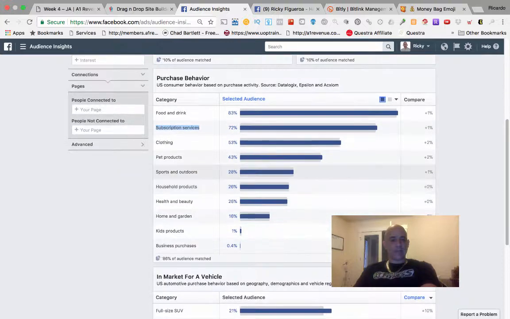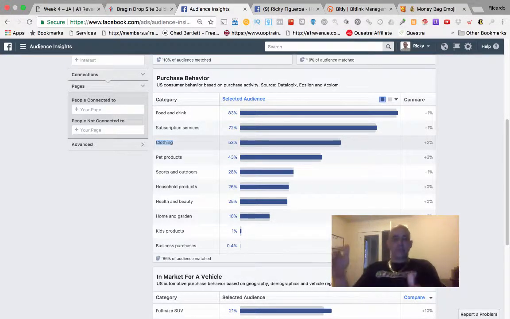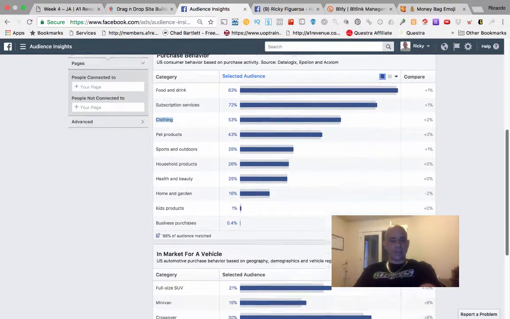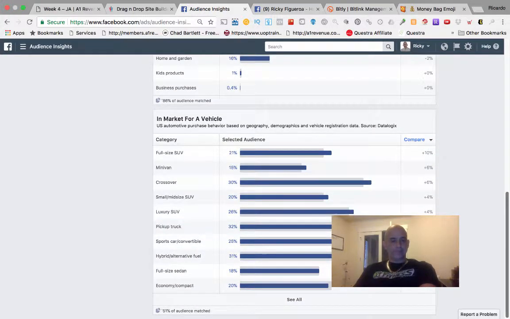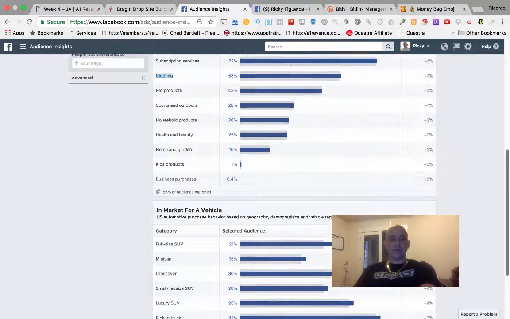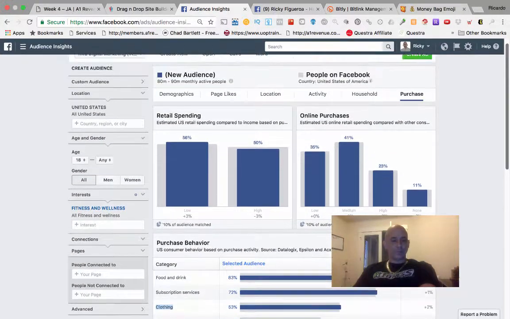Plus they like subscription services and they like clothing and so on. They're starting the gym. They're losing weight. They need gym clothes. So guess what? You could create an email series and find sellers on AliExpress or other stores, affiliate with different stores, and offer them clothing and so on. There are so many ways to make money with this that it is insane. Even the type of car that they drive. Facebook knows everything about you.